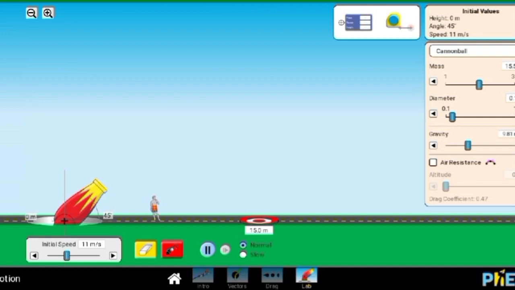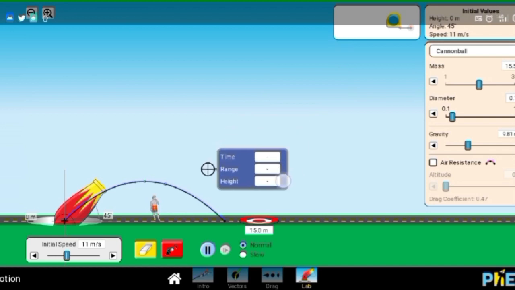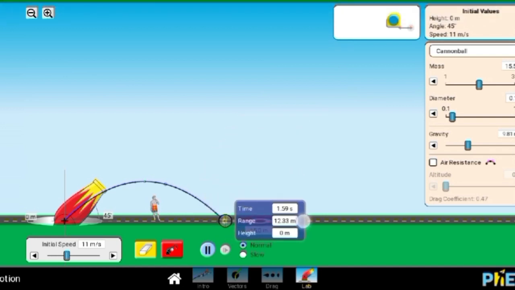Okay, now we can fire the cannonball. Now we will measure it. Like the last part, go to the last part of the cannonball fired, and we will see time, range, and height. So record it in your table. And you will proceed with this part B with different initial speeds and record them in your table.